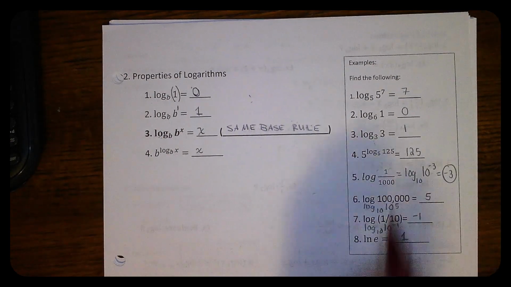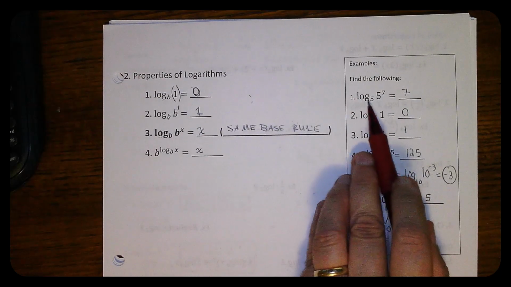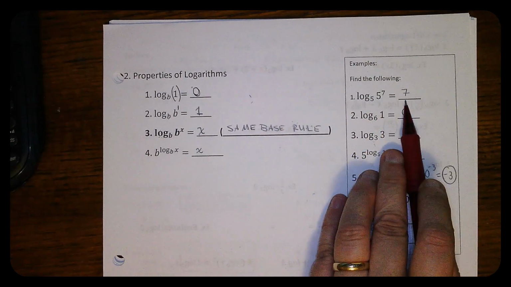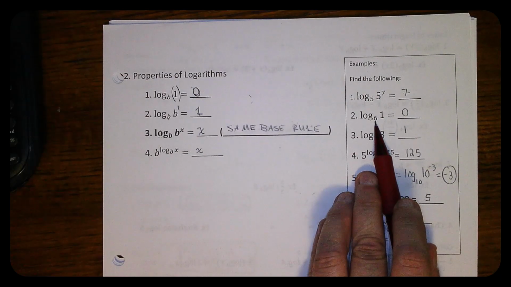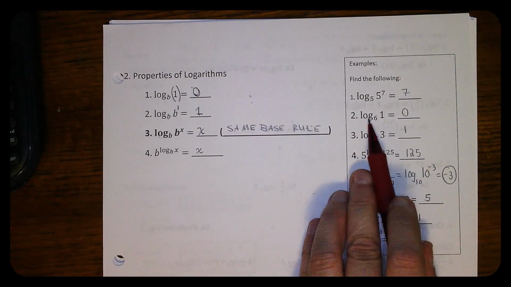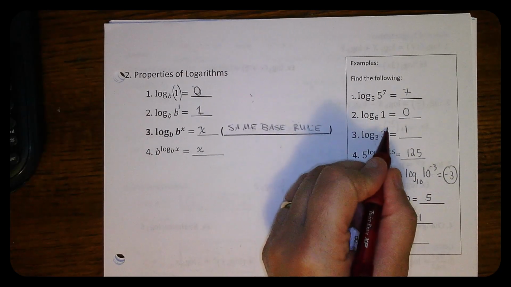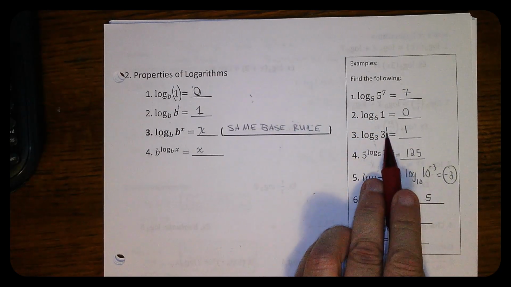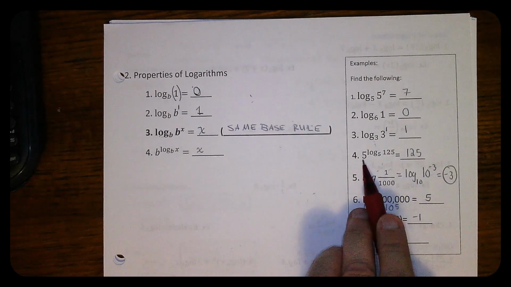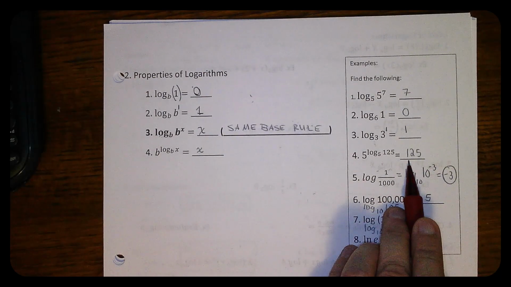All right, so here we're using the same base rule. Log base 5 of 5 to the 7 is just 7. Here we're using this property of the argument being 1. Log base 6 of 1 is just 0. Here, same base rule again. Log base 3 of 3 to the 1 is 1. Here, 5 to the log base 5, same base here, is just 125.